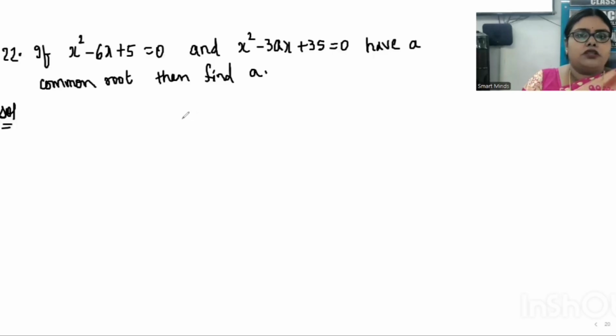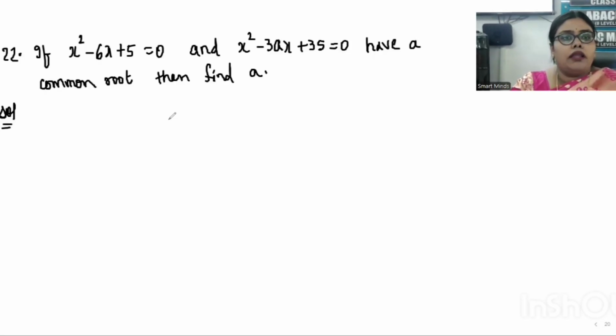Take the next question. This is from quadratic expressions. If x square minus 6x plus 5 equals 0 and x square minus 3ax plus 35 equals 0 have a common root, then find a. So what do you mean by common root? Common root means in both the equations we have one root which is same.